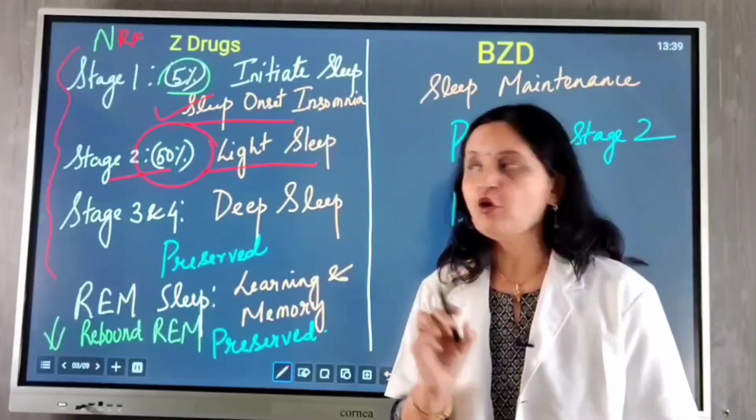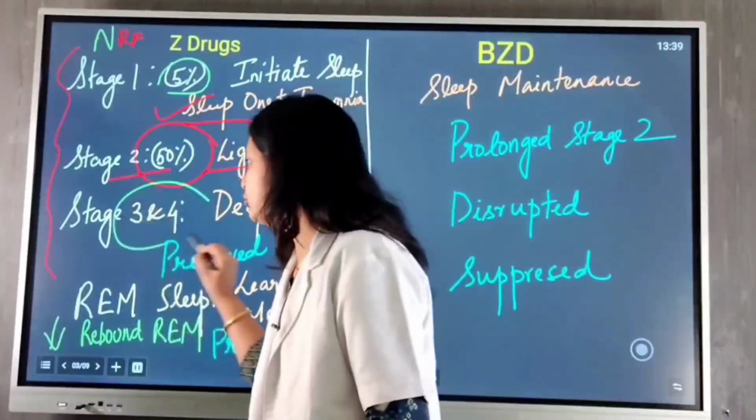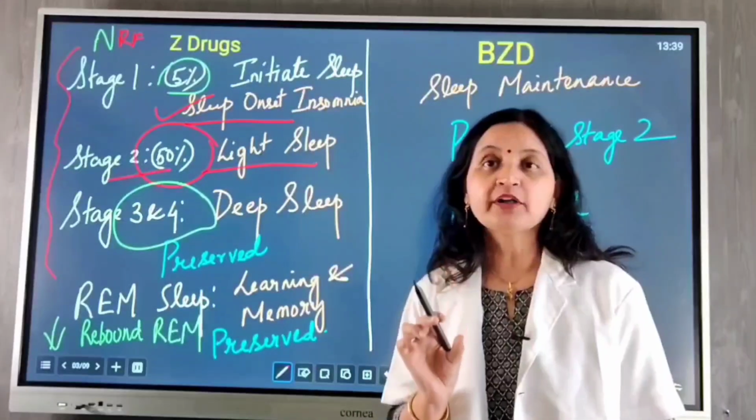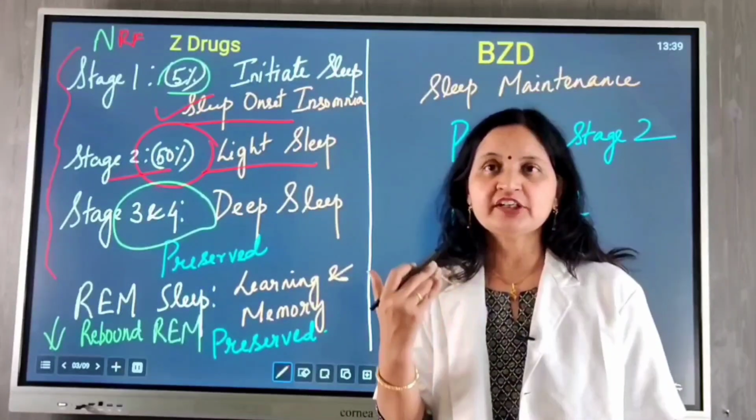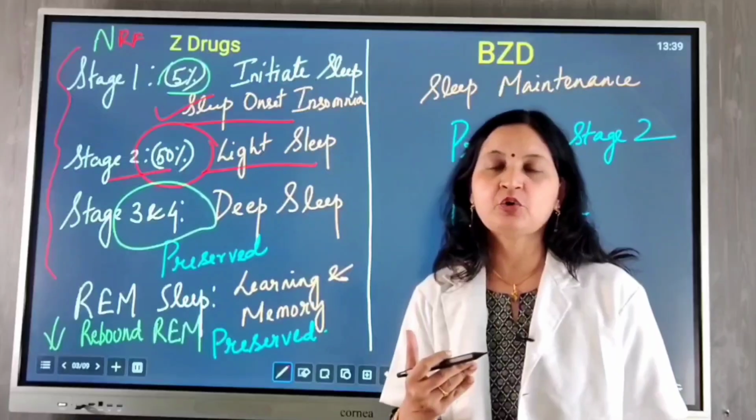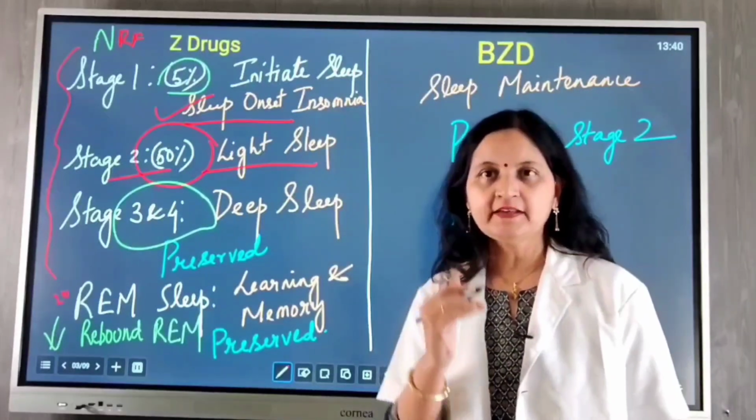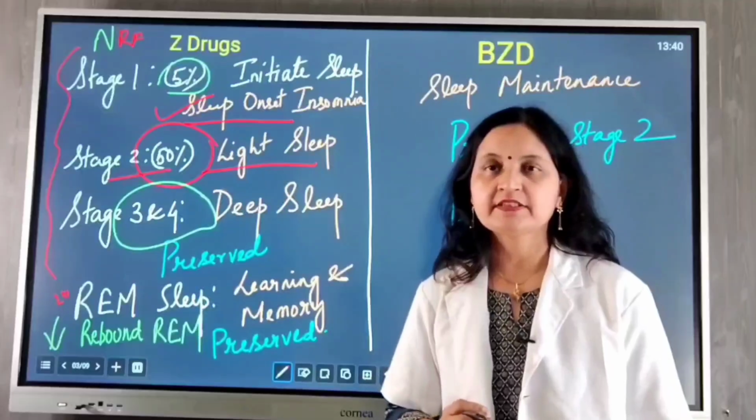Stage 3 and 4 is deep sleep. So, deep sleep, slow wave sleep. This is important for physical restoration, tissue repair, bone and muscle growth, and also strengthening the immune system. So these are the 4 stages of non-REM sleep.